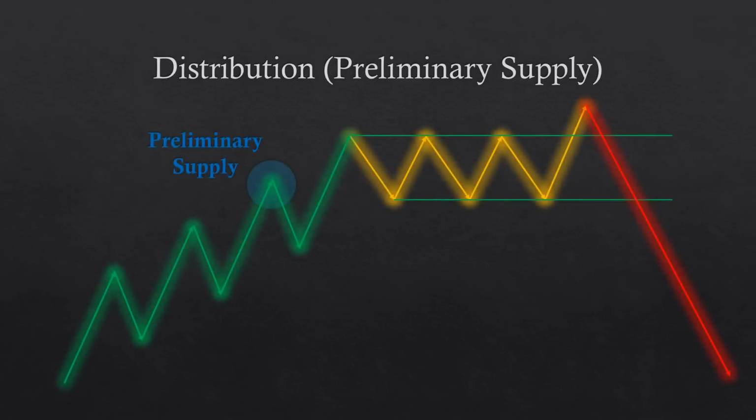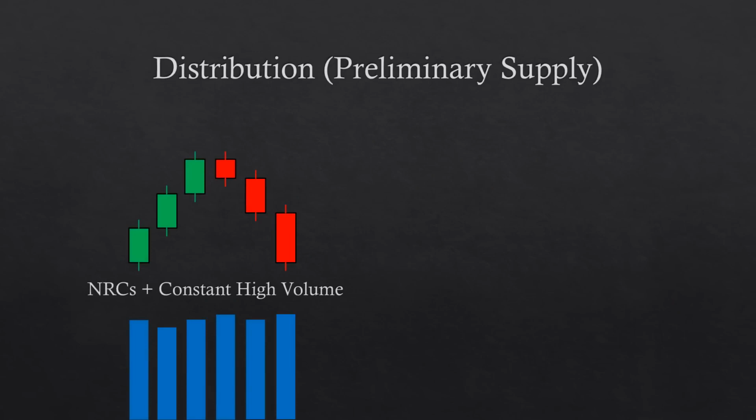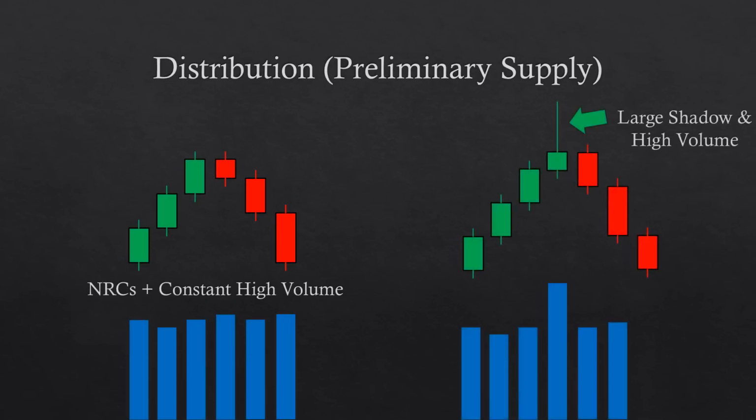The preliminary supply occurs when the uptrend is still in effect, so it's usually not the highest point in the trend. It's just the first appearance of large, well-informed traders starting to absorb demand. As I said previously, the preliminary supply will appear mainly in 2 forms, either as a set of narrow range candles with constant high volume across them, or as a candle with prominent large shadow and high volume.